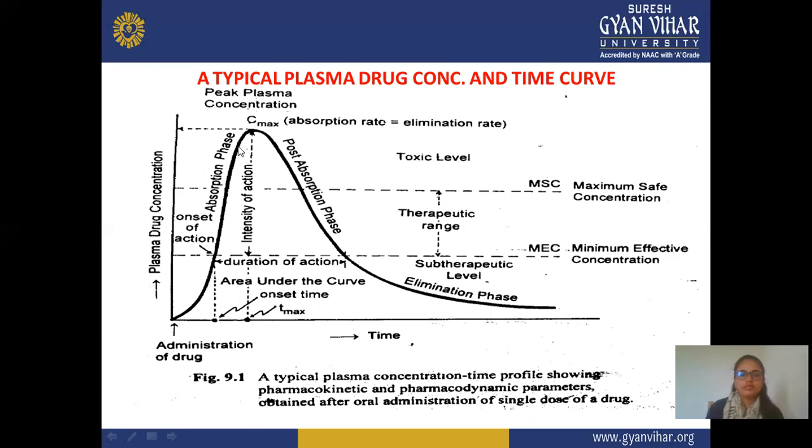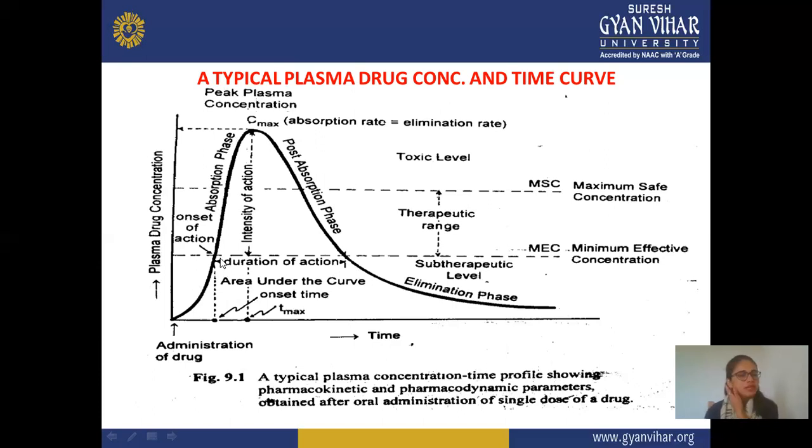When we look at this, this is the absorption phase; absorption starts from this point. And this is the maximum concentration, the Cmax. We already saw that Cmax is the maximum concentration of the drug, so the upper part is your Cmax. After absorption, after reaching the maximum concentration of the drug, the post-absorption phase follows. So this is the absorption phase, this is the Cmax, and after that is the post-absorption phase.